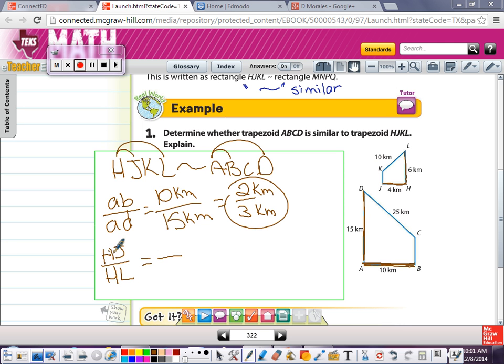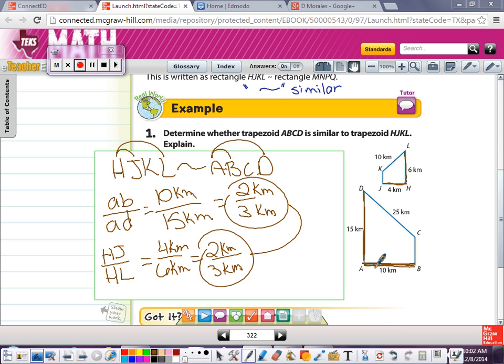So how long is it from H to J? H to J is 4 kilometers. Notice I didn't even care which direction it was going. I knew what letters I wanted. Here I have H to L. H to L is 6 kilometers. This ratio can be simplified by 2, and I get 2 kilometers over 3 kilometers. So even though I use two different shapes, they both gave me the same exact ratio, the same equivalent ratio, as we say. So since they have the same equivalent ratios, I know once again that these are also similar.